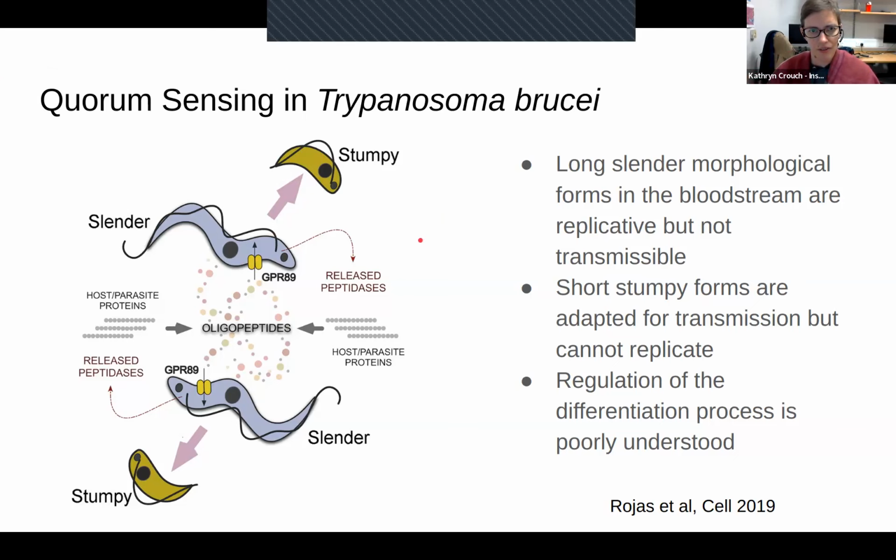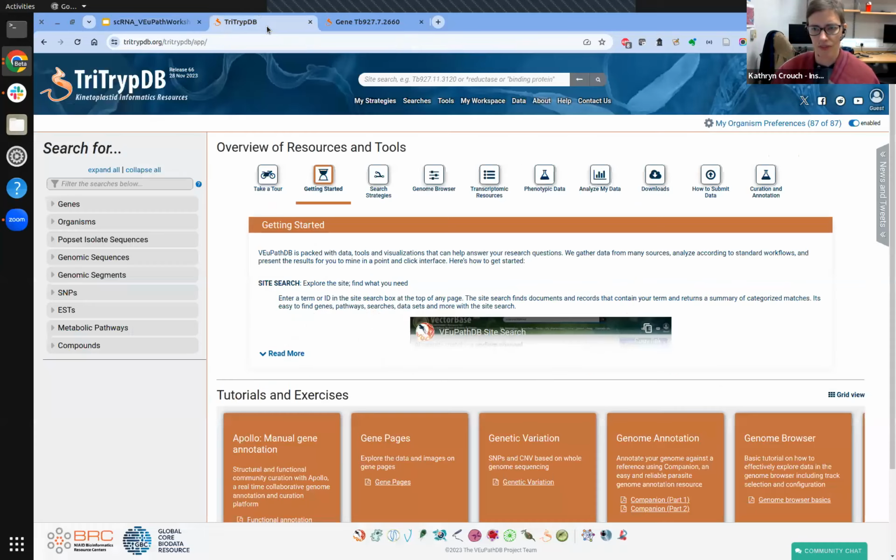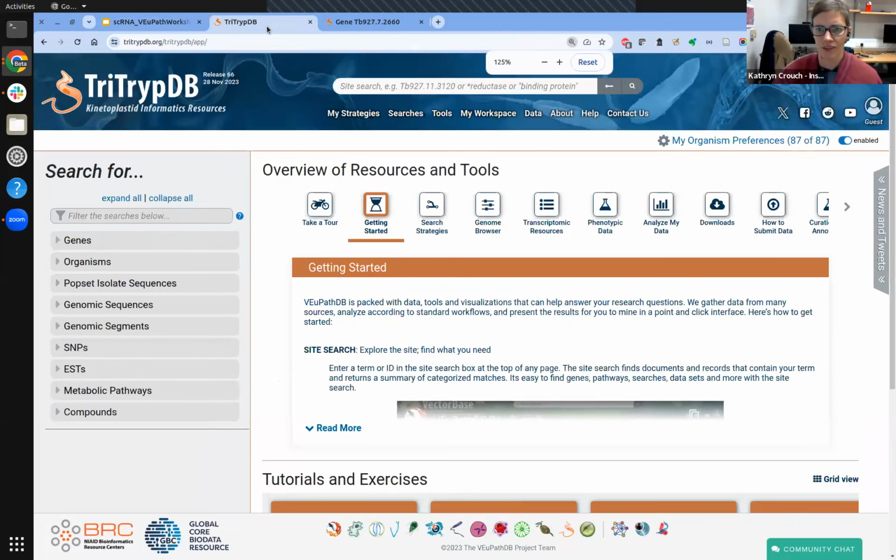Okay, so let me close that and move over to TriTripDB. This data set is in TriTripDB because it's a Trypanosoma brucei data set. We use a third-party application to allow you to visualize and interact with single-cell data sets, called Cell by Gene. It's similar to JBrowse in that the code is maintained by someone else, but we can integrate it into our website. So the first question is, how do you find Cell by Gene?